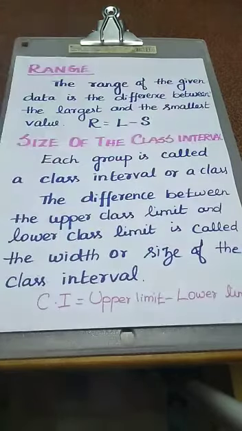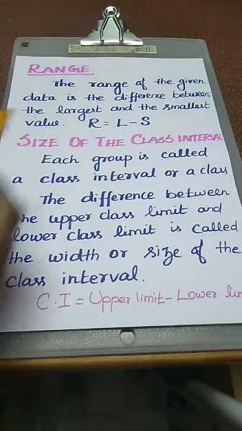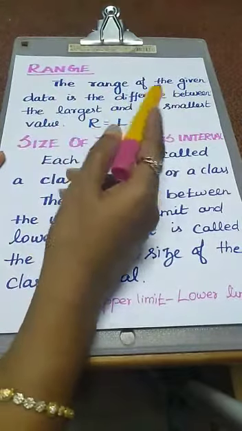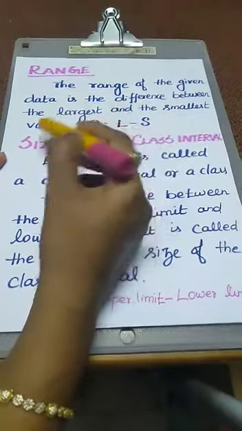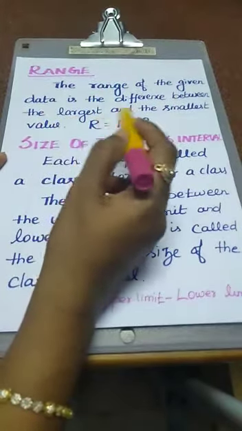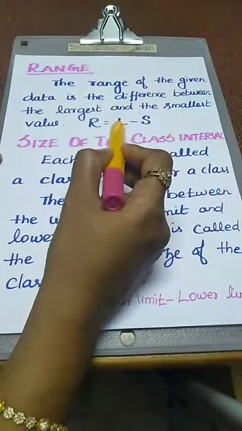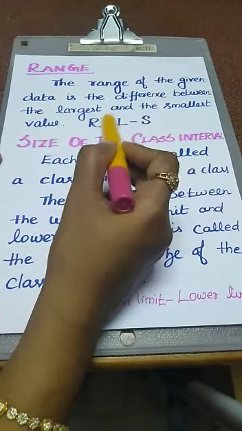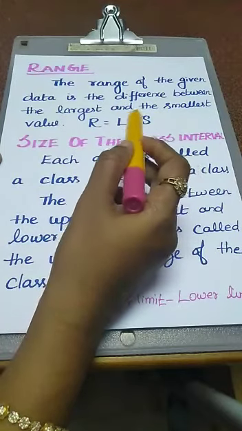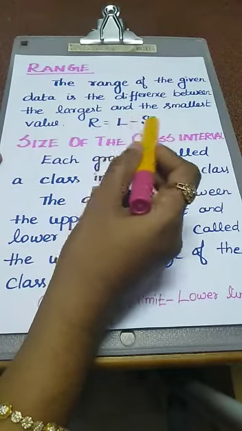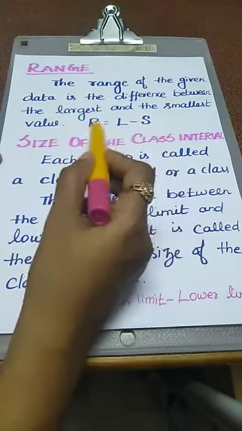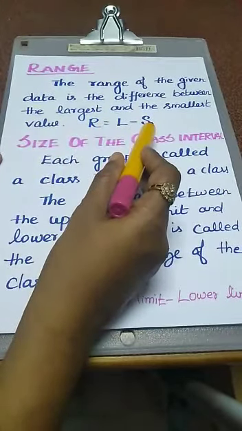The next one, range. Actually, this is an important one. The range of the given data is the difference between the largest and the smallest value. If a tabular column is given or direct data is given, you just look at the values. First choose the largest value, then choose the smallest value. Better, we arrange the given data in ascending or descending order. Then we can easily choose the largest and the smallest value. The range formula is L minus S.